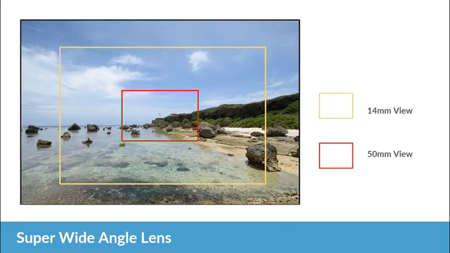So if we have a look at a shot with a super wide angle lens compared to our 50 millimeter view, you can see just how much more of the scene it gets in. It's represented here in the gold, the 14 millimeter view, and it's getting nearly everything in within this particular landscape. So much more on the peripheries compared to that 50 millimeter. It's getting almost as wide as our 130 degree angle of view.